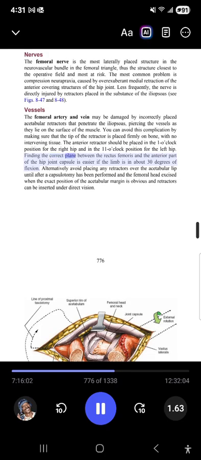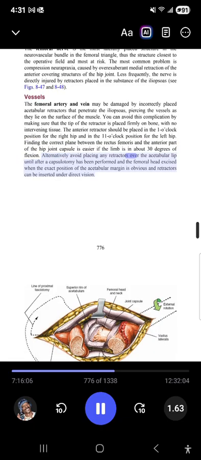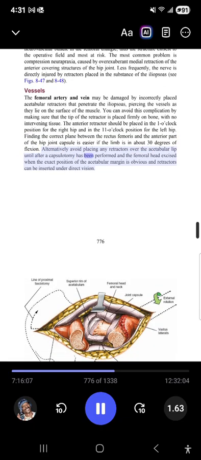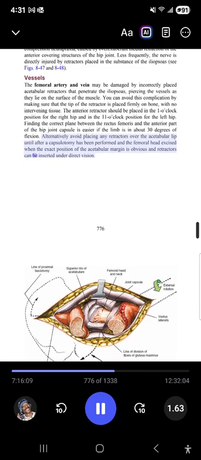Finding the correct plane between the rectus femoris and the anterior part of the hip joint capsule is easier if the limb is in about 30 degrees of flexion. Alternatively, avoid placing any retractors over the acetabular lip until after a capsulotomy has been performed and the femoral head excised, when the exact position of the acetabular margin is obvious and retractors can be inserted under direct vision.